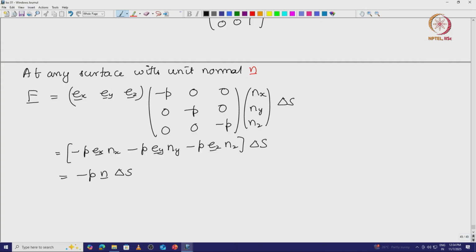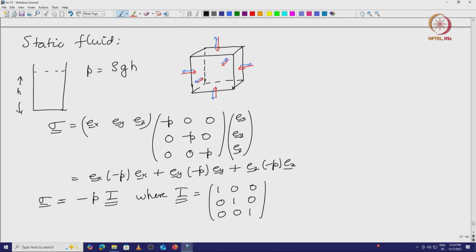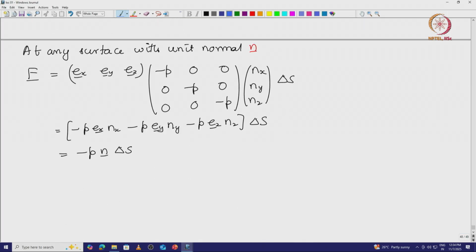Okay. So, therefore, the force acting at any surface, of some angle with outward unit normal n, is going to be acting in the minus n direction. This is the force, okay, and the magnitude of the force is going to be equal to the pressure times delta S. Okay. So, the magnitude of the force will be equal to the pressure times delta S.